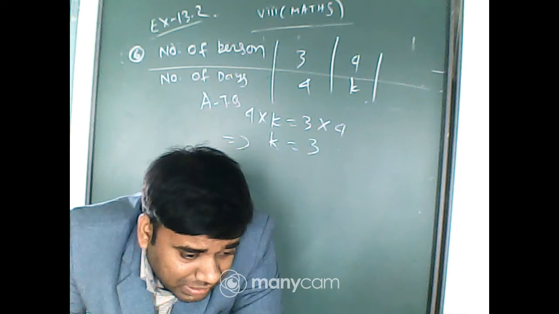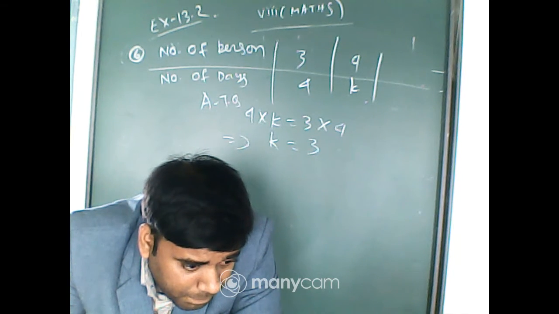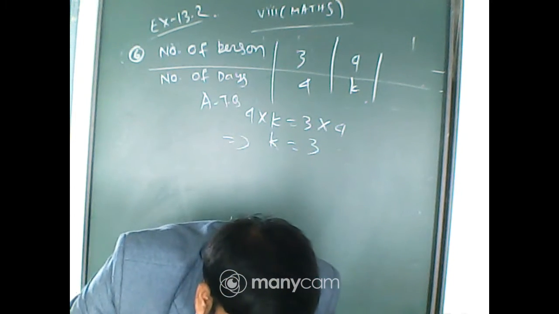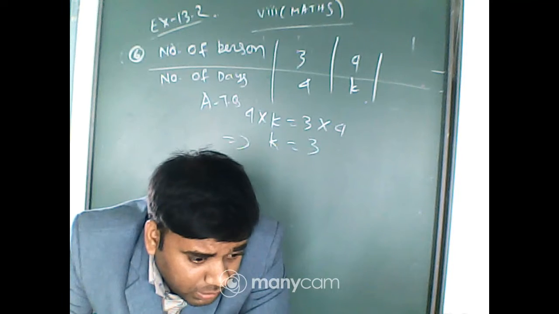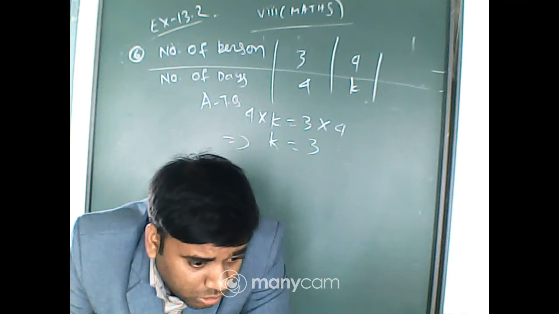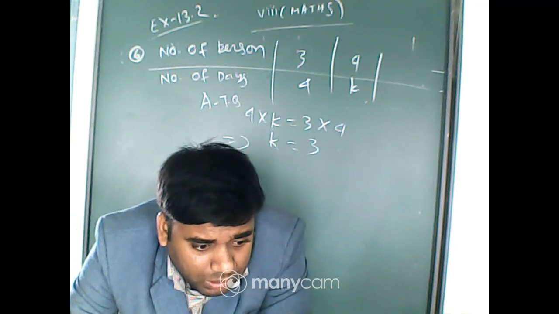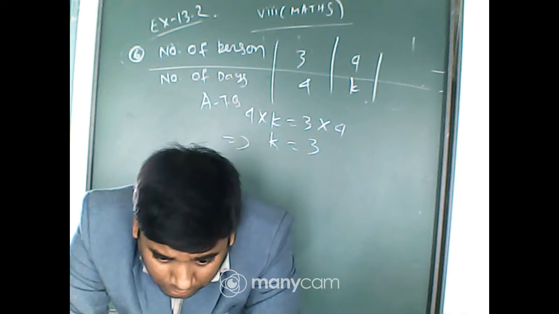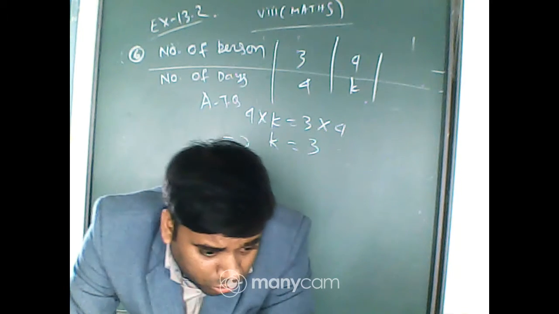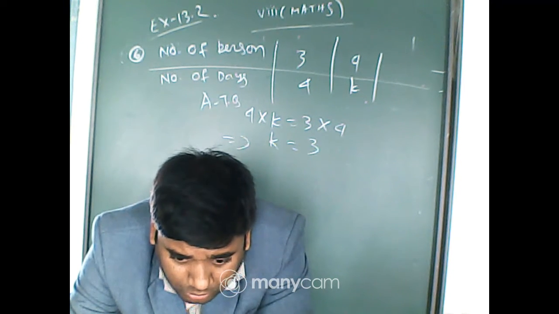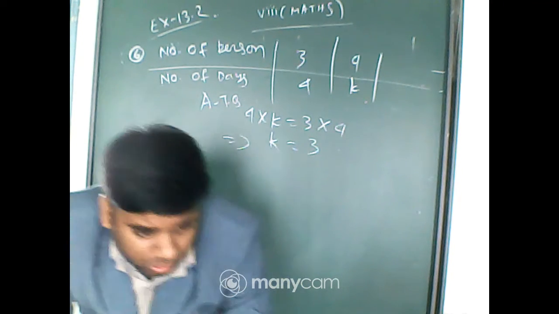How many questions are in this exercise? 11. Okay, so 6 have been done. Now move on to question number 7. You can solve question number 7 at your home, yes or no? Otherwise I will skip. If you say it needs to be solved, then I can solve it. I will do question number 7 or 8, which one? Quickly answer. 7 or 8? 8. Okay, very good.